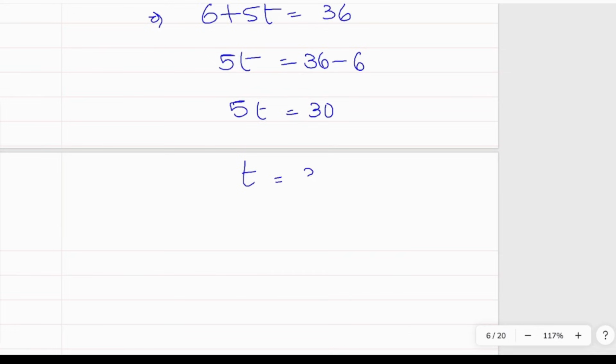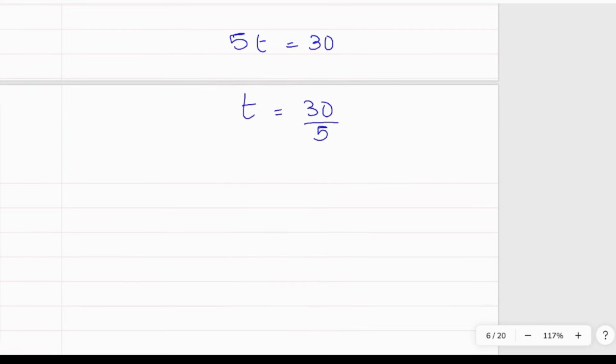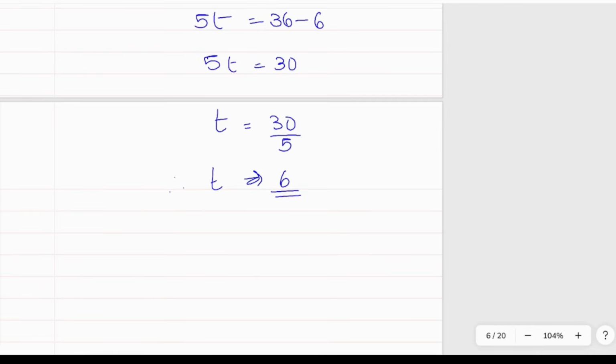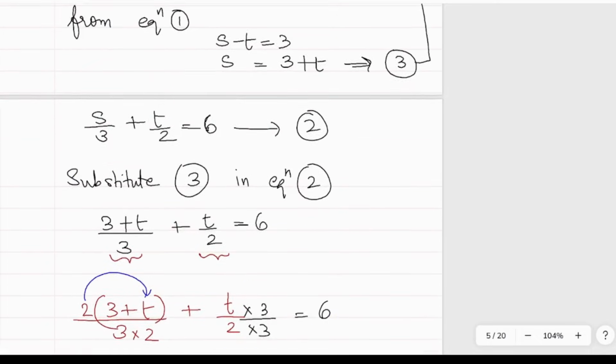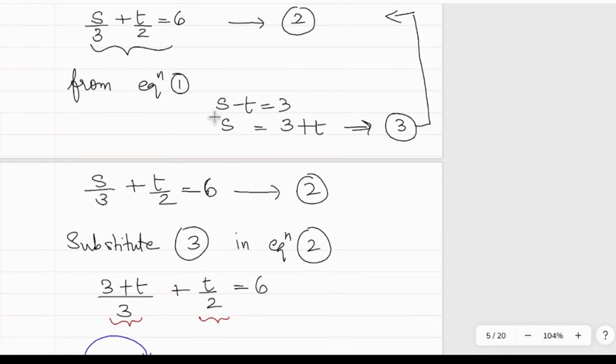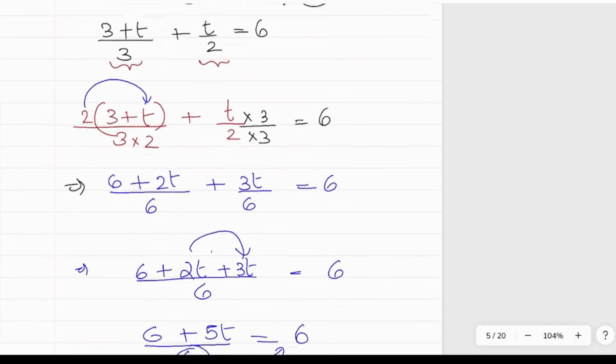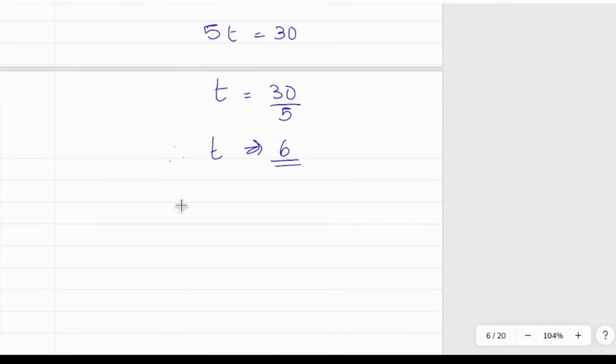Therefore, t equal to how much? 30 divided by 5. What's the value for t here? t I am getting as 6. Therefore, t equal to 6. Now, I got the value for t. Now I need to find the value for s out of it, right? So let me go to all those equations. Now after looking here, if I'm observing the third equation, I can directly find the value for s, right? s equal to how much?